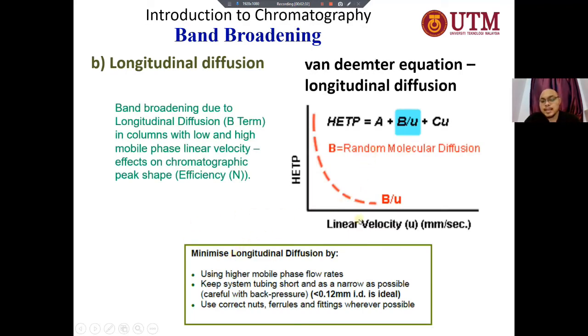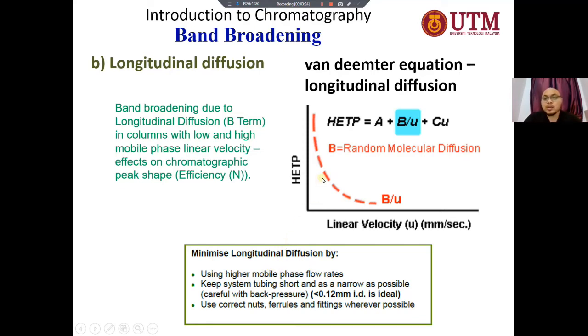Okay, so as suggested here, use a higher mobile phase flow rate, and keep system tubing as short and as narrow as possible. Tubing is the tube required to transfer the mobile phase until it reaches the column and also the detector. You need to use tubing that is as short as possible. Use correct nuts, ferrules, and fittings wherever possible. I believe you need to remember at least two of the solutions.